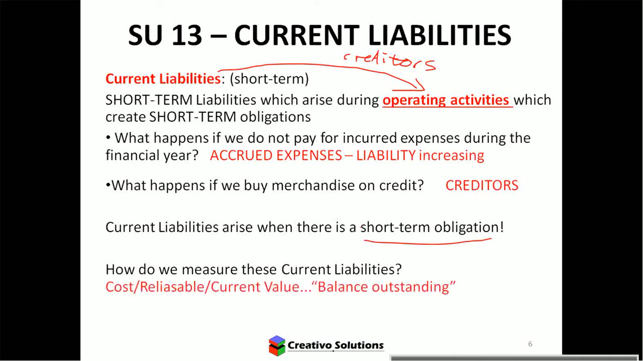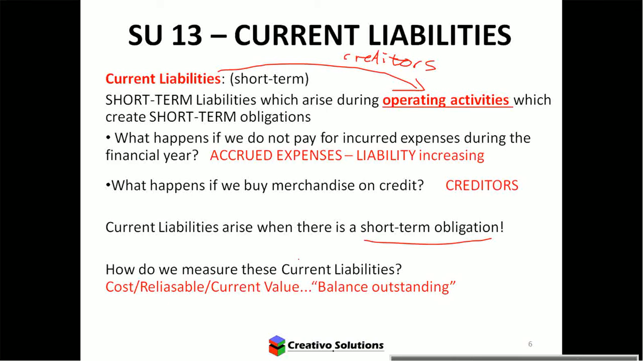Okay, so when looking at a liability, they normally talk about the cost, the realizable, or the current value. Or, as we know it, balance outstanding. Because we would be looking at credit card debt, loans, home loans, etc. Okay, it's all looking at obligations. So the key word is always the definitions.